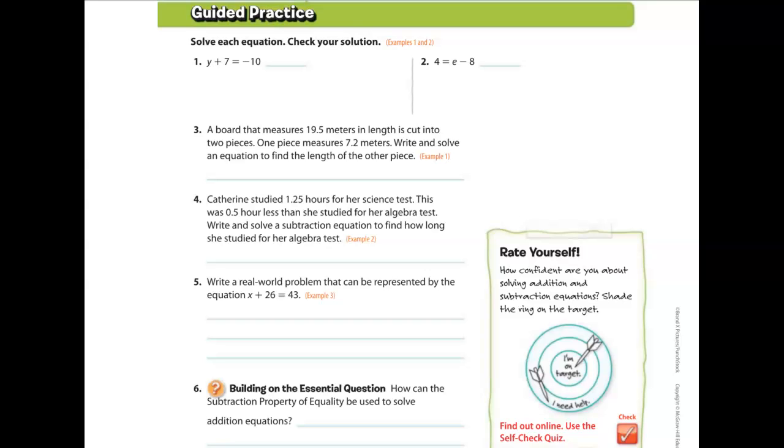All right, please turn to page 612 and we'll do a little bit of practice. We're going to solve each equation and we're going to check our solution. For number 1, it says y plus 7 is equal to negative 10. So we want to get the y by itself. So how can we get rid of this plus 7? Are we going to add or subtract a 7? Go ahead and answer that for me.